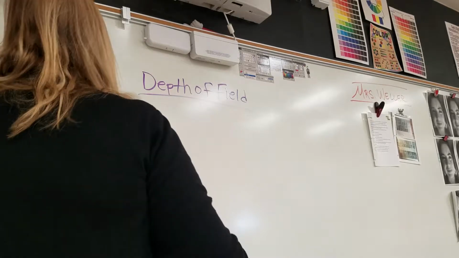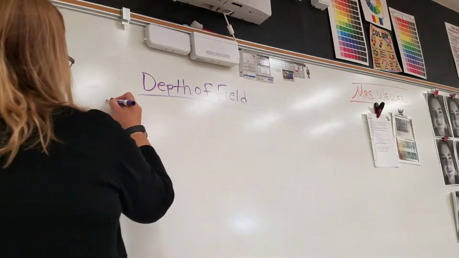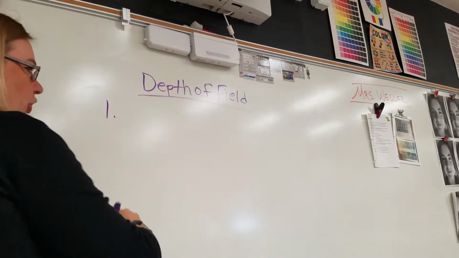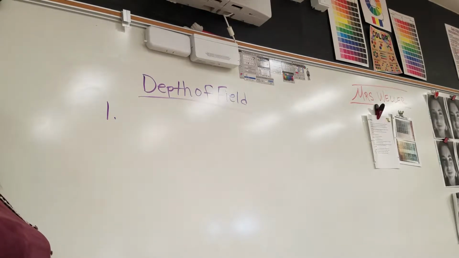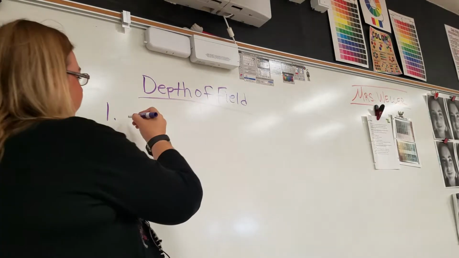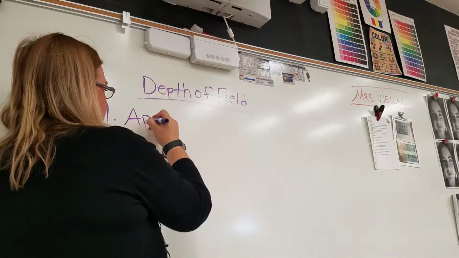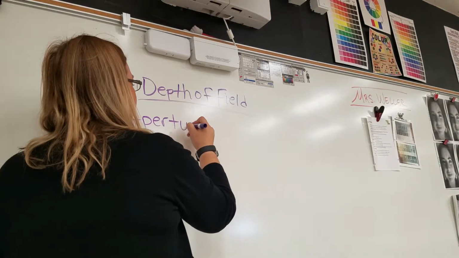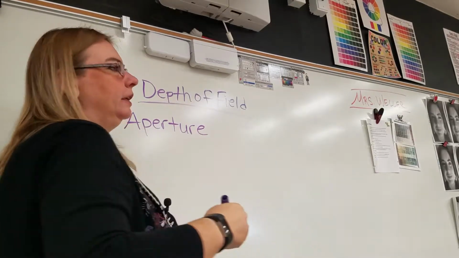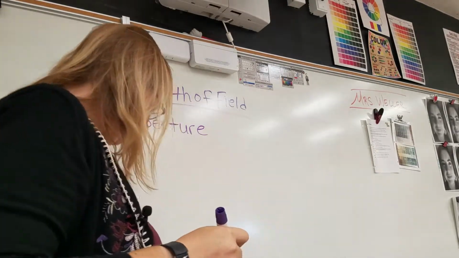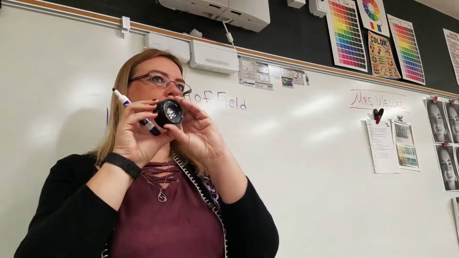3 things that affect depth of field. Can anybody tell me the big main factor? And this is a word you already know. It starts with an A. Aperture. Okay? So for this, it's your aperture. All right? So if I talk about my aperture, I'm talking about the opening of the lens, right?